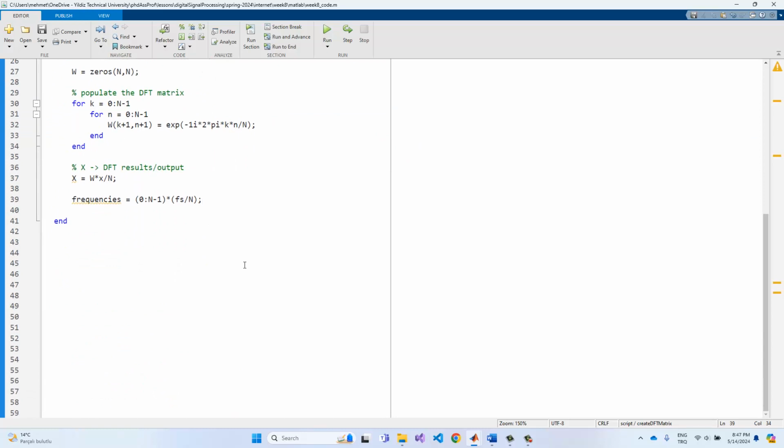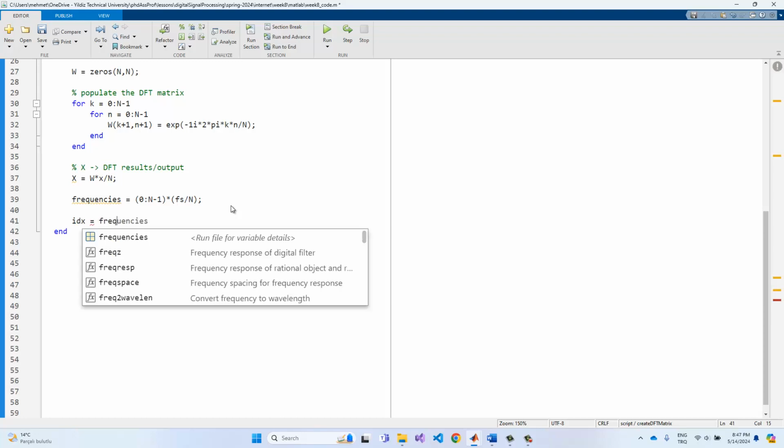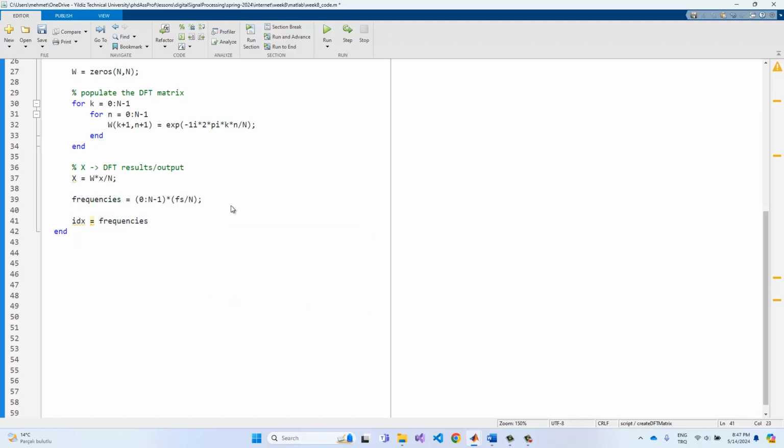divide these frequency values by 2. And so we need to give the idx here, which equals the frequency values smaller than or equal to fs/2. After that, we need to create the figures, just like this one.